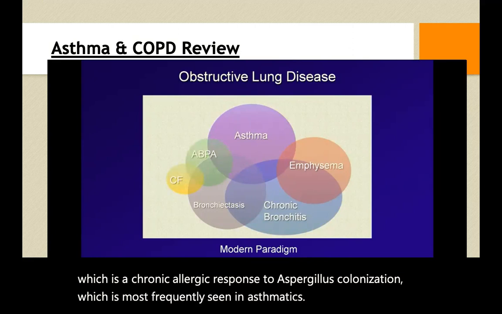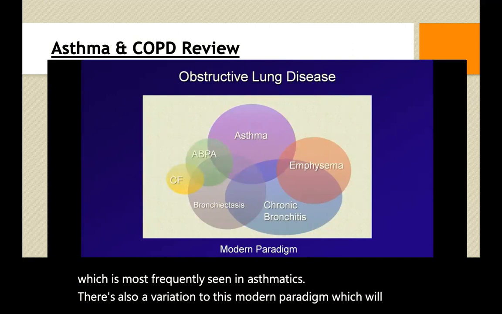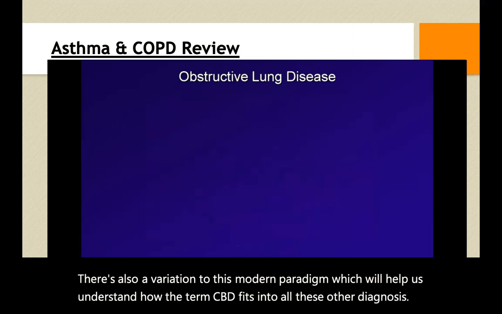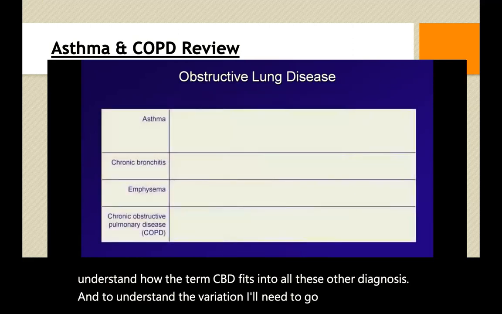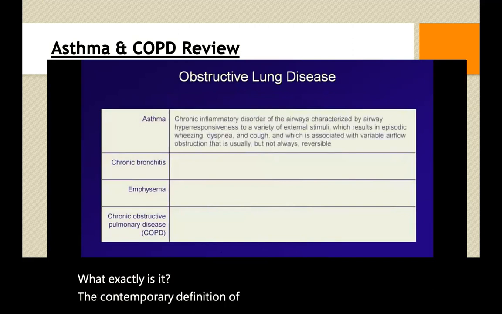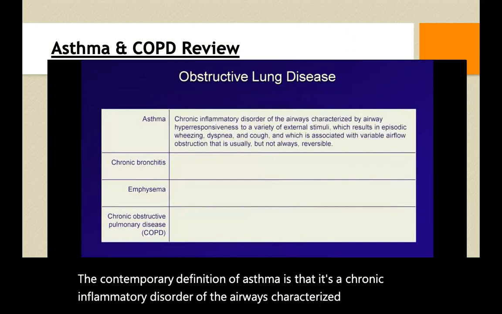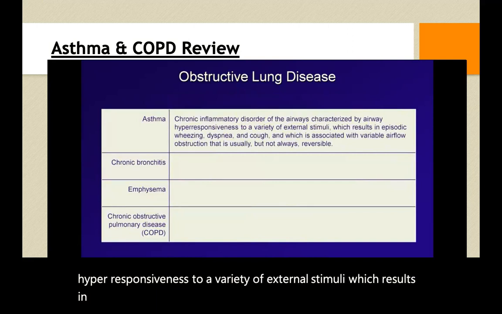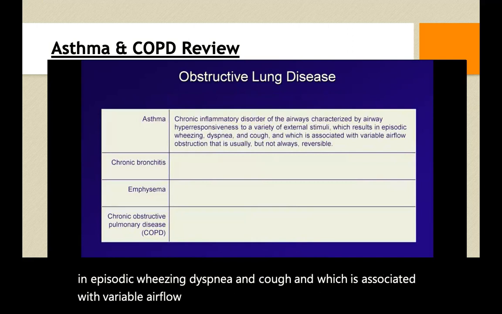There's also a variation to this modern paradigm, which will help us understand how the term COPD fits into all these other diagnoses. And to understand the variation, I'll need to go over four definitions. Let's start with asthma. What exactly is it? The contemporary definition of asthma is that it's a chronic inflammatory disorder of the airways characterized by airway hyperresponsiveness to a variety of external stimuli, which results in episodic wheezing, dyspnea, and cough, and which is associated with variable airflow obstruction that is usually, but not always, reversible.